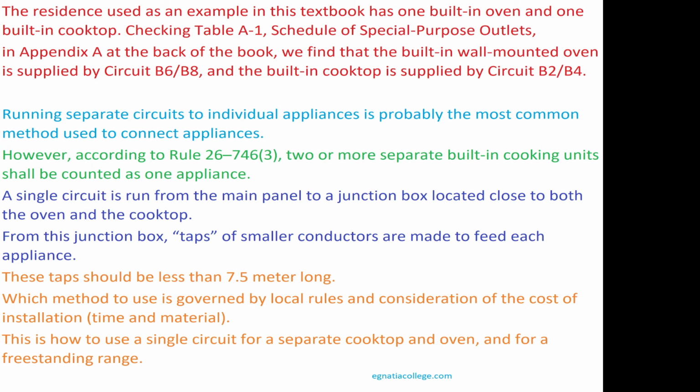Running separate circuits to individual appliances is probably the most common method used to connect appliances. However, according to Rule 26-746, 3, 2 or more separate built-in cooking units shall be counted as one appliance. A single circuit is run from the main panel to a junction box located close to both the oven and the cooktop. From this junction box, taps of smaller conductors are made to feed each appliance. These taps should be less than 7.5 meters long.